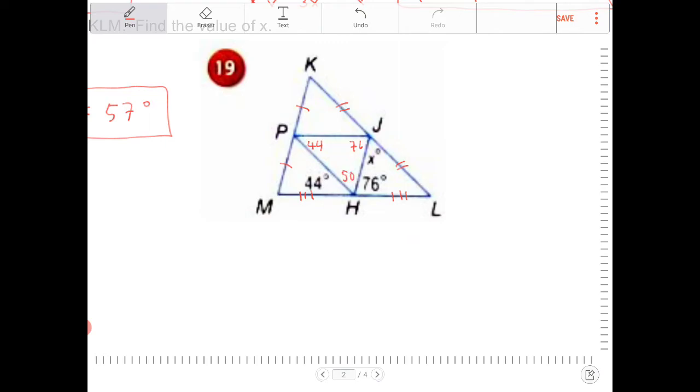So this is 50 then. So if that is 50, hold on here, not 50, that's 60. That is 60. If that is 60, then angle x must also be 60 because these sides are parallel. So x will equal 60 degrees.